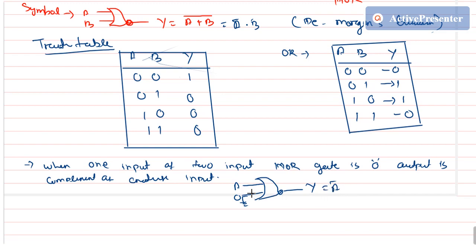We can check here: one input is 0, so we fix one input. Suppose I fix B, then this and this will be the possible combinations. B is 0, it is fixed. If A equals 0, then the output equals 1, which is A bar, right? Again, if A equals 1, your output equals 0, which is again A bar. So this is what the statement is saying.